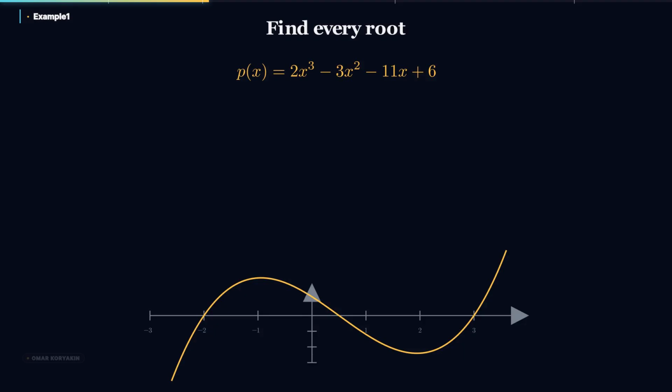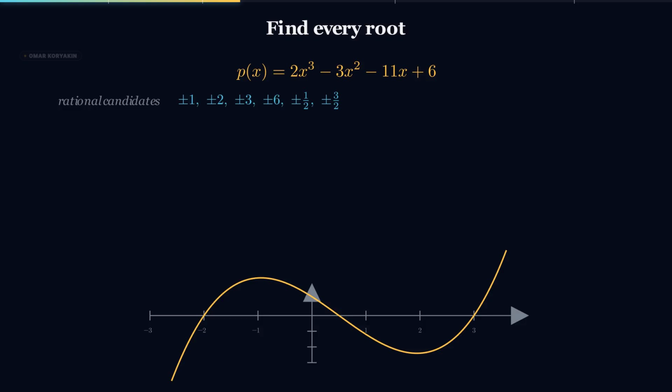First worked example, find every root of p of x equals 2x cubed minus 3x squared minus 11x plus 6. The curve is plotted underneath so you can see where the roots ought to live. The curve crosses the x-axis 3 times, so we expect 3 real roots. And the fundamental theorem says that is all of them.